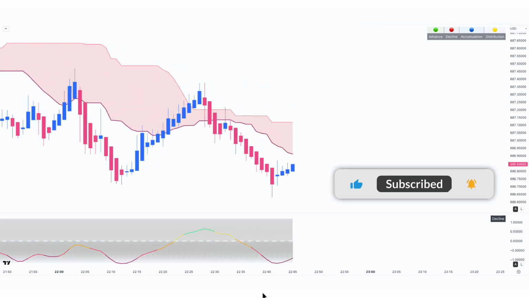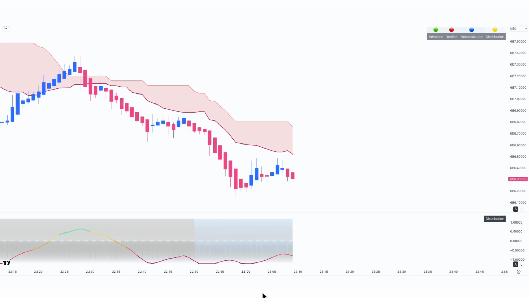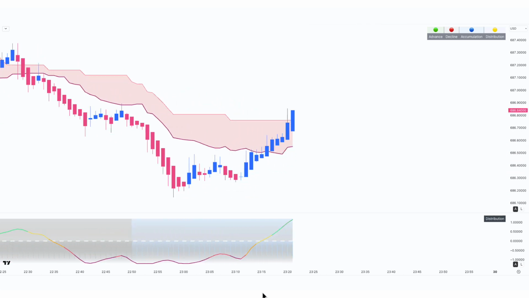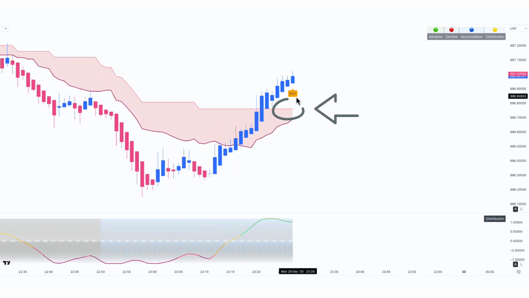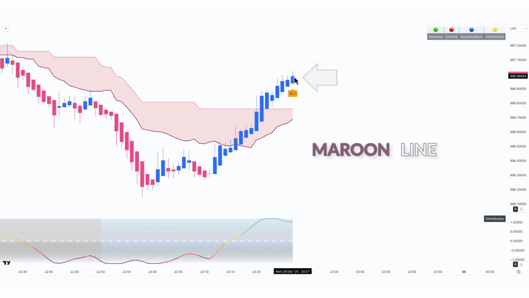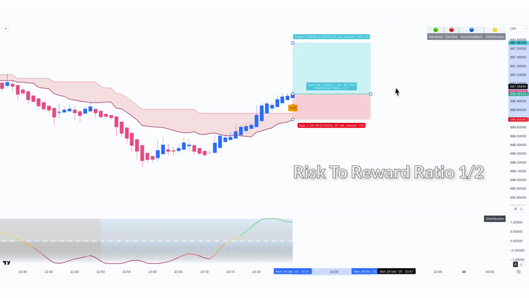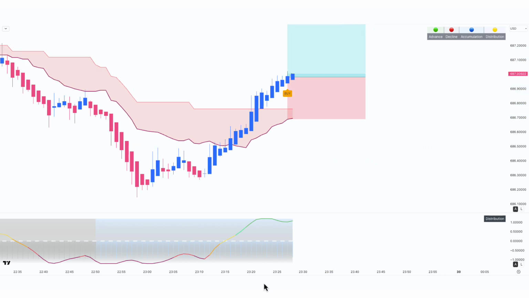Now our setup is ready. Let's see how we use these trading setups. When the Tenkan Cloud label up of this indicator is a buy signal, when the green line of the Regime Classifier Oscillator is above the 0 line, and when the market forms a bullish candle, if this condition is fulfilled, then we will place a buy order. Our stop loss is to be placed at the maroon line, and the risk to reward ratio will be 1:2.